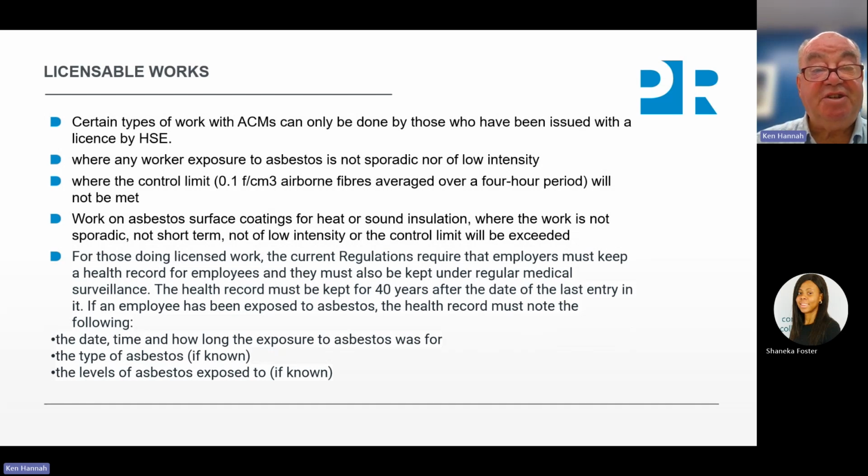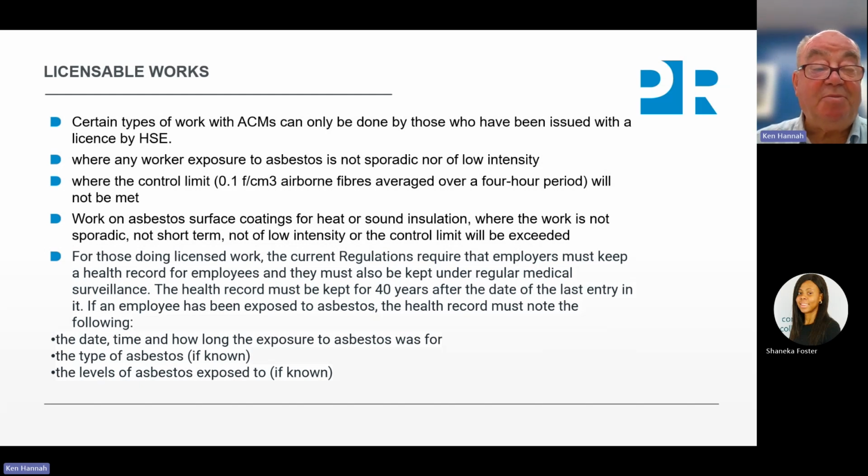Where any worker exposure to asbestos is not sporadic nor of low intensity, the control limit is a very small 0.1 airborne fibres averaged over a 4-hour period. Work on asbestos surface coatings for heat or sound insulation, where the work is not sporadic, not short-term, not of low intensity, will exceed the control limit.